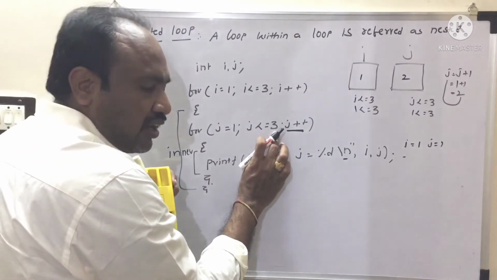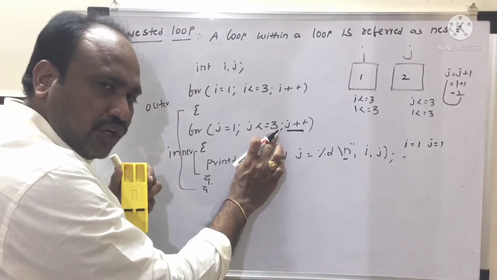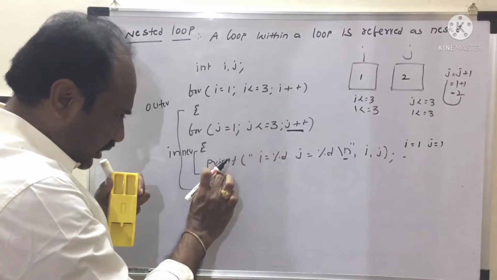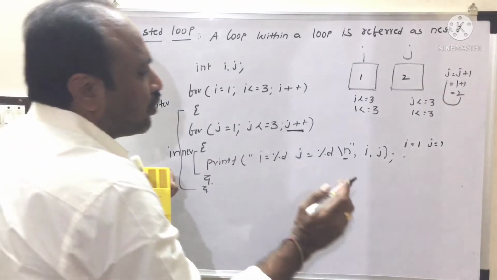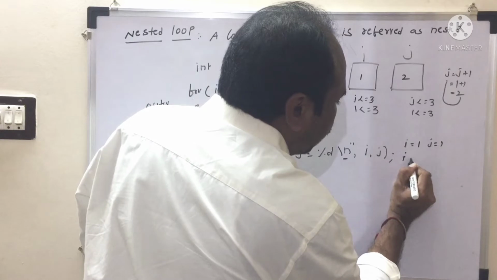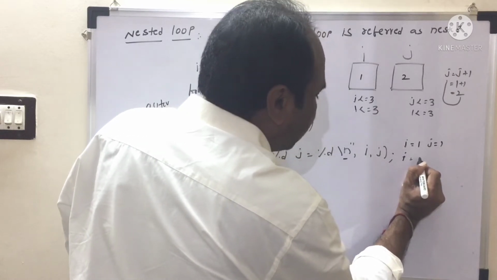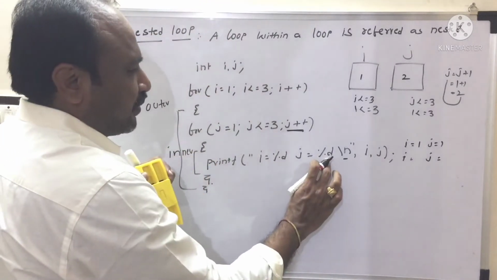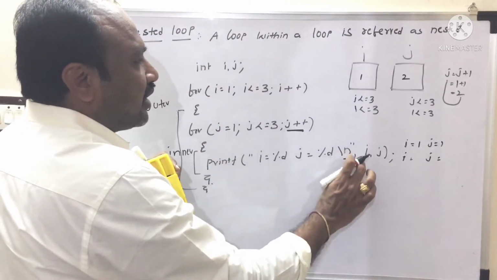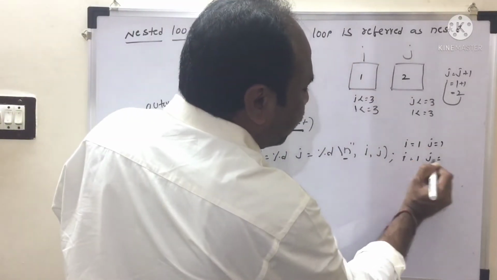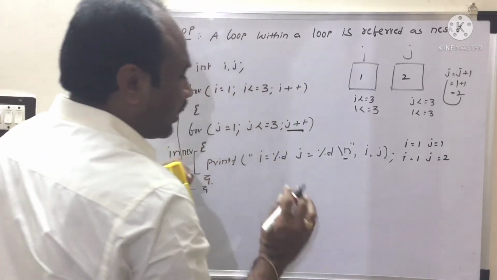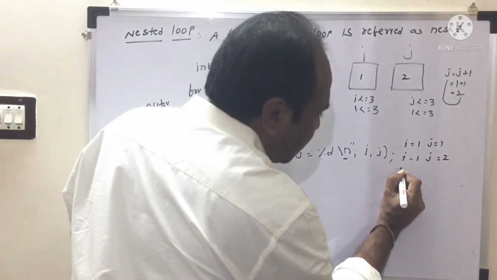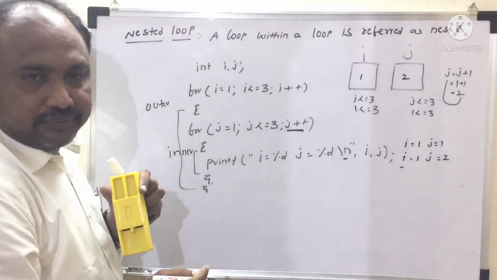2 less than or equal to 3. Condition true. True means again printf i equal to percent d, we have to print integer; j equal to percent d, we have to print integer. Comma i comma j. What is the value of i? 1. What is the value of j? 2. Because of using \n, the cursor is moved to the next line.